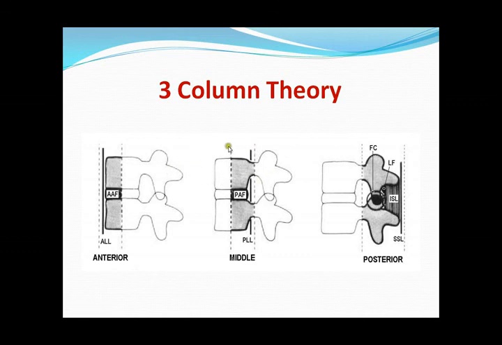Suppose this patient has involvement of the anterior as well as the posterior column, both are damaged, so this is unstable and surgery should be done. Or if there is involvement of the posterior column and middle column, both damaged, this patient needs surgery. And if all three columns are damaged, again the spine is unstable, and that patient needs stabilization. For stabilization, we go for surgery. I will discuss all these surgeries in detail in the coming slides.